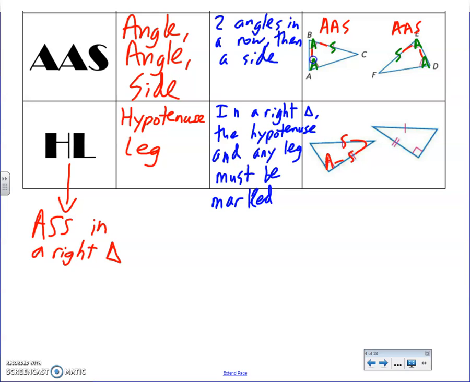Look at this ASS, which usually we avoid and say nope. But unless it's the right triangle, this is a right triangle. This is the hypotenuse. This is a leg. Right triangle, this is the hypotenuse marked. This is a leg. Since they're both HL, these are congruent. We can then use the 6 equations after writing the congruency statement.